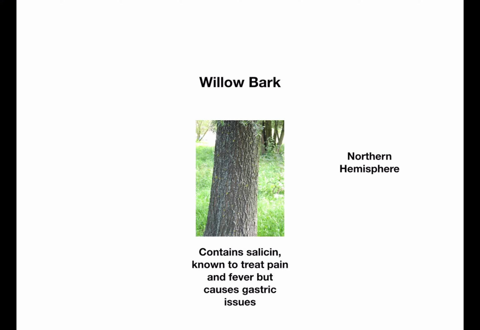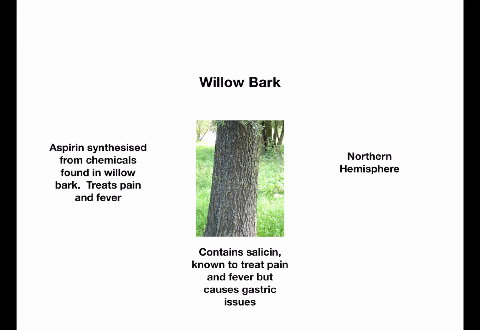The active ingredient was found in 1828. By 1838, salicylic acid had been synthesized from crystals of salicylin from willow bark, and by 1897, aspirin had been developed. Aspirin has less gastric issues, but still treats pain and fever.